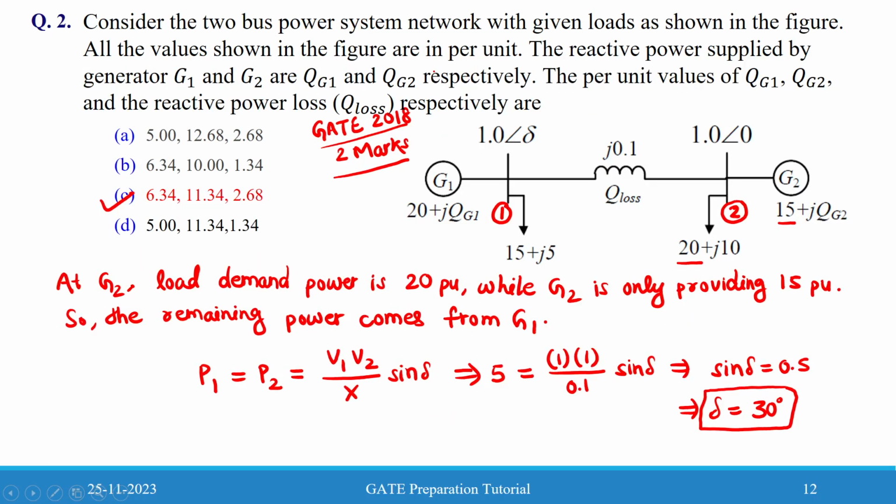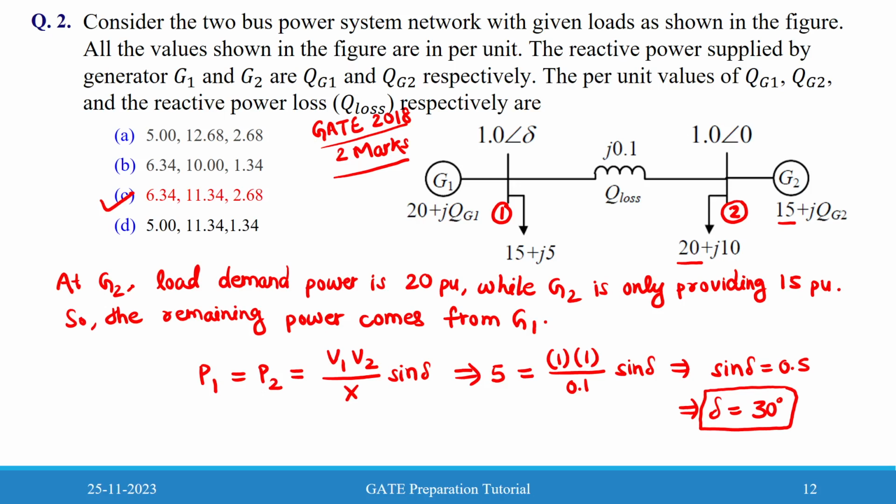Now coming to the next problem. Actually these problems we have solved in session number 3, so just quickly revise all these problems. In this problem, it is asked about a two bus power system with loads given and all the values given in per unit, and the reactive power supplied by generators are Qg1 and Qg2 respectively, and the per unit values of Qg1, Qg2 and reactive power loss you have to find. So first, since the active power is given, you can find from that because load demand power is 20 per unit and G2 is only providing 15 per unit, so the remaining power comes from G1.